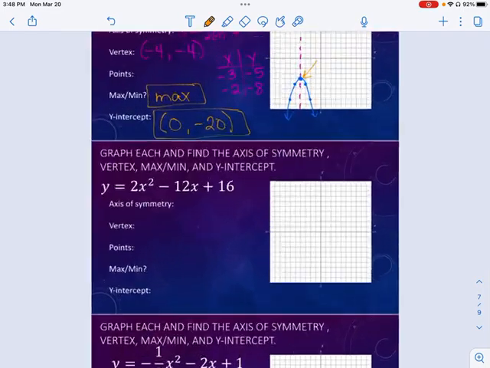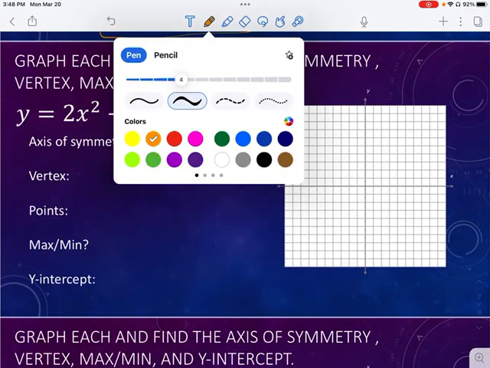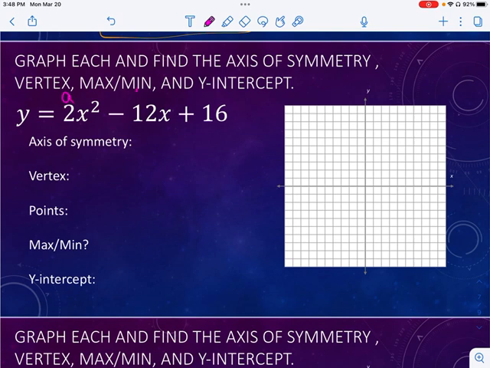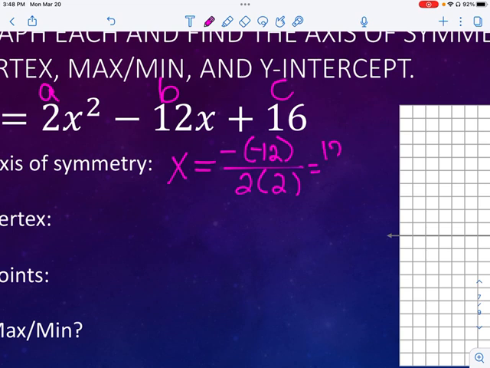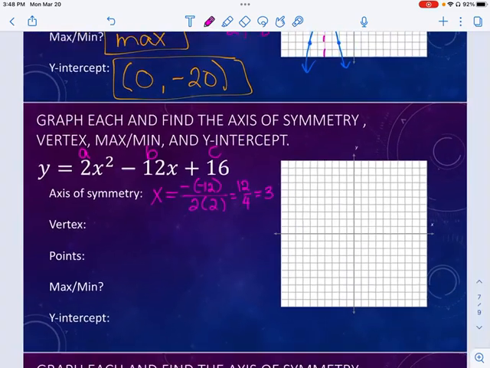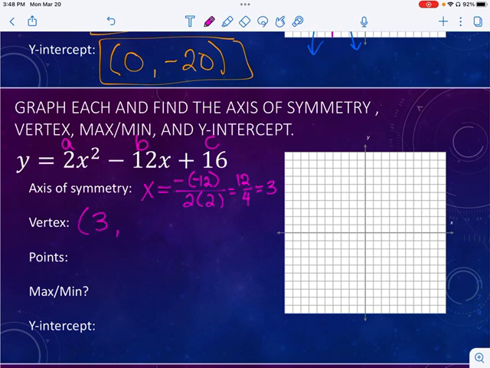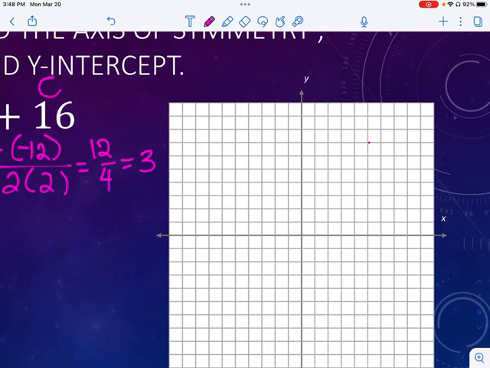Okay, so let's try this third one here. So once again, we're going to start off. Here's my A, here's my B, here's my C. So my axis of symmetry is x equals negative of B over 2 times A. So we have 2 and we have a negative 12. Negative of negative 12 is 12. 2 times 2 is 4. So we end up with 3. Okay, so our vertex is going to be at 3 something. I come over to my graph, 1, 2, 3. I have my line of symmetry.